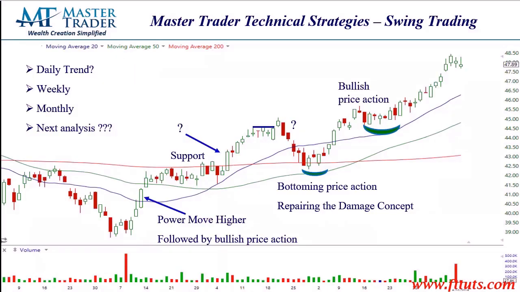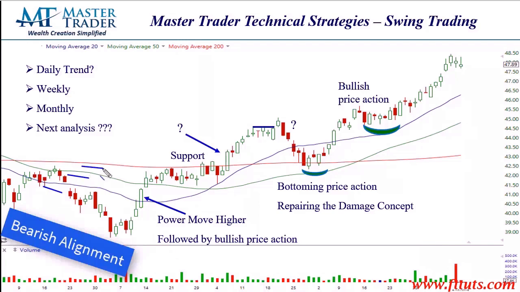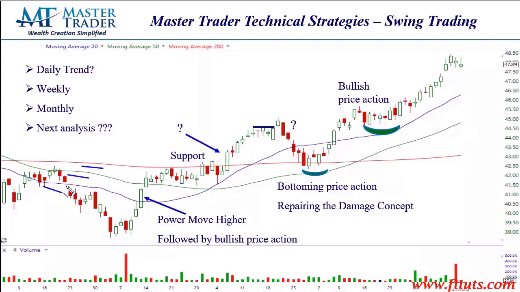All right, we're back to one time frame here, the daily time frame with our 20, our 50, and our 200. So let's take a look at what's happening. So on the left side of the chart, we have the moving averages aligned in a bearish alignment, meaning we've got the 20 under the 50 under the 200, the 20 and the 50 are declining, and as they are, a bottoming process begins.